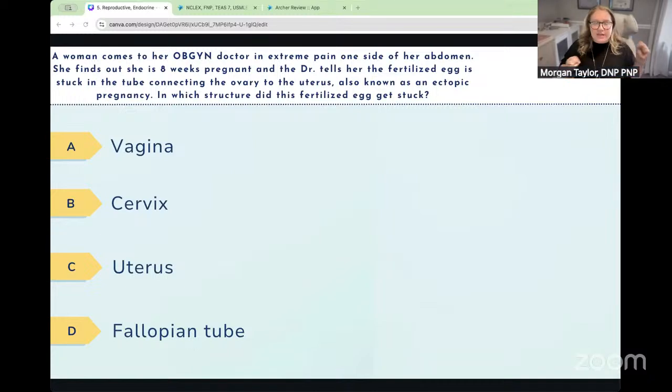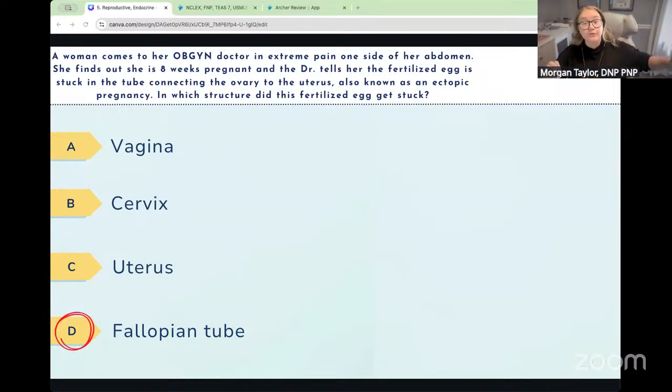All right, what structure did this fertilized egg get stuck in? Read that description again if you need to. I'll give you a few seconds. It's describing the tube connecting the ovary to the uterus, and it wants to know the name of that. Is that the vagina, the cervix, the uterus, or the fallopian tube? Good. All right. I think we're 100% there. You guys have got it.